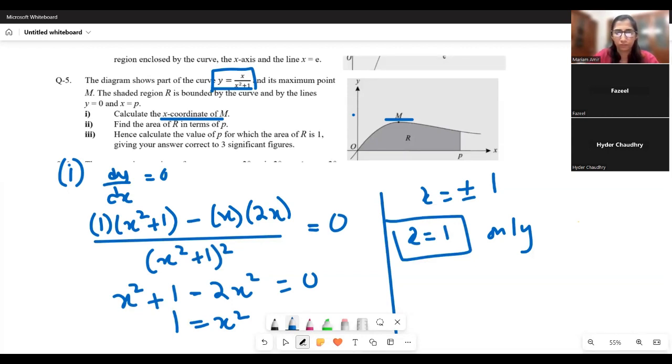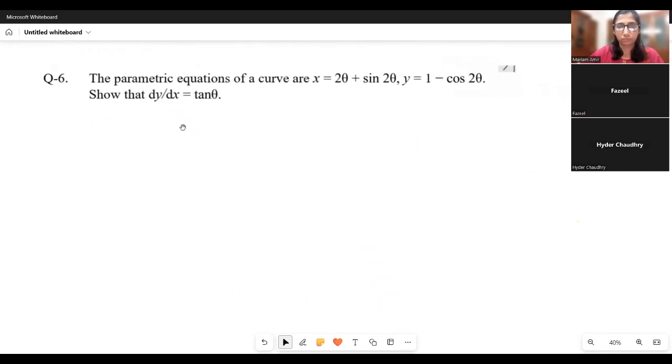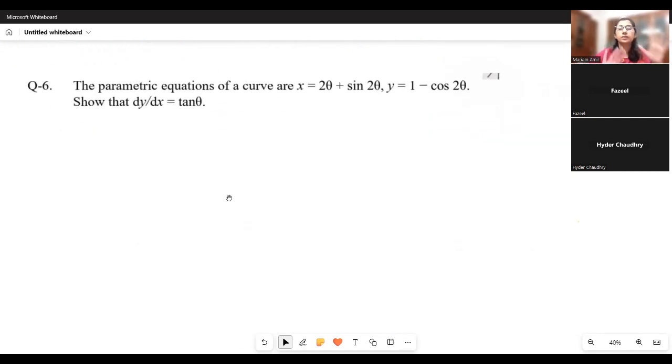Question number 6. The parametric equation of a curve R is x equals 2 theta plus sine 2 theta and y equals 1 minus cos 2 theta.